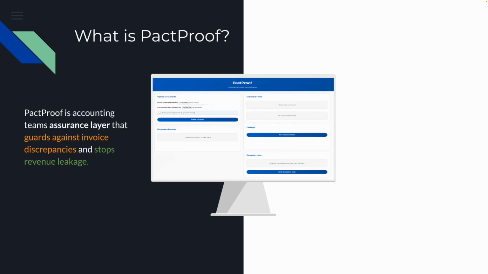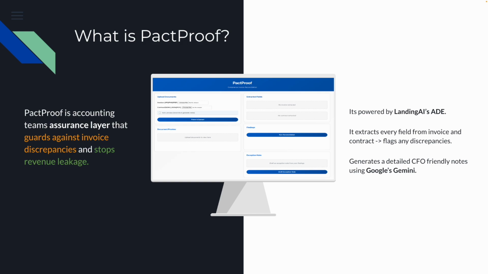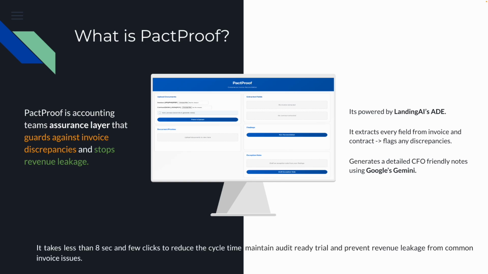This is where PactProof comes in. It's the accounting team's assurance layer that guards against invoice discrepancies and stops revenue leakage. It is powered by Landing AI. It extracts every field from the invoice and contract, reconciles them, and flags any discrepancy. It later generates detailed notes using Google's Gemini. It takes less than 8 seconds and a few clicks to reduce the cycle time, maintain audit-ready trails, and prevent revenue leakage from common invoice issues. Let's jump into the demo.